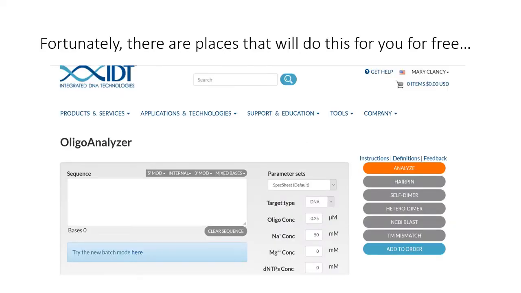Okay, so to make life easier for you, because this can be a little intimidating, there are places where you can analyze this for free, fortunately. They're the same ones that will sell them, so they want you to analyze it and then buy it right away. But these are very helpful. Calculating melting temperature in particular is quite simple for these guys, but not as easy if we try to do it ourselves.